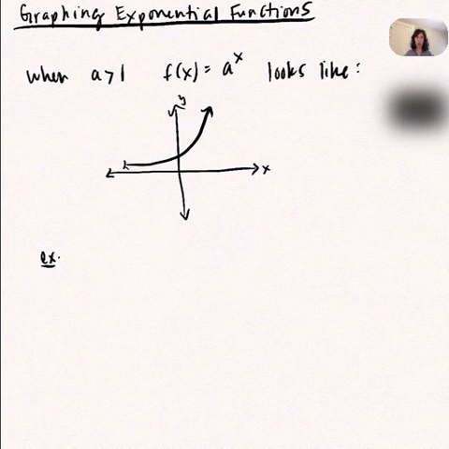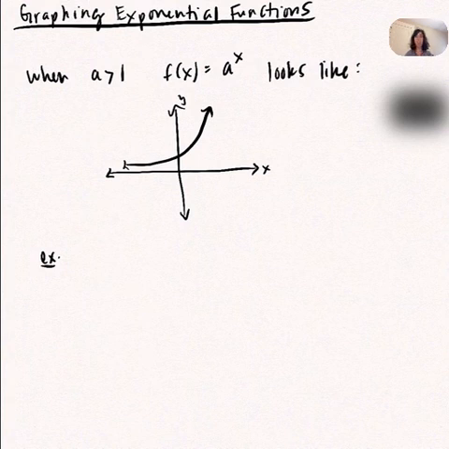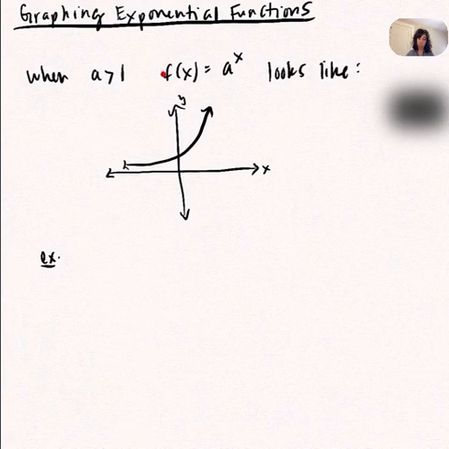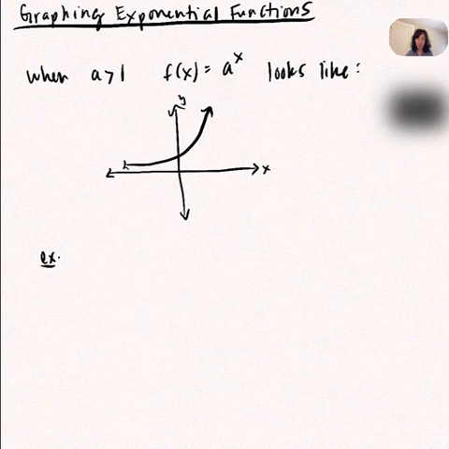Graphing exponential functions. It's useful when graphing exponential functions to have a sense of what an exponential function's graph looks like, the basic one, before you go into graphing more complicated ones. So if you have an exponential function of the form f of x equals a to the x, a is a constant, like 2, 3, something like that, then if a is bigger than 1, the graph looks like this.